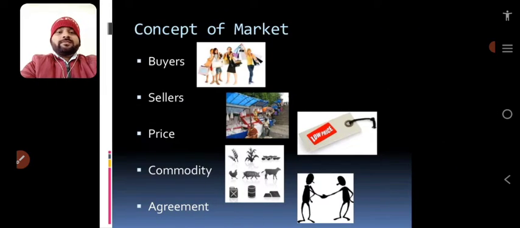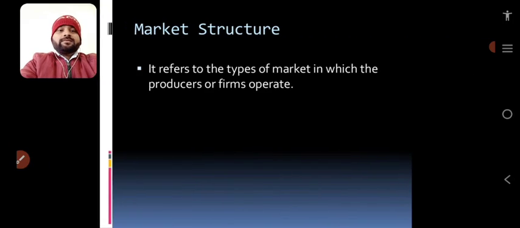The free entry or exit of firms. In this market, there are no legal or social restrictions upon the entry or exit of a firm into the industry. The choice of entering or exiting an industry depends upon the individual firm. But they should have perfect knowledge.